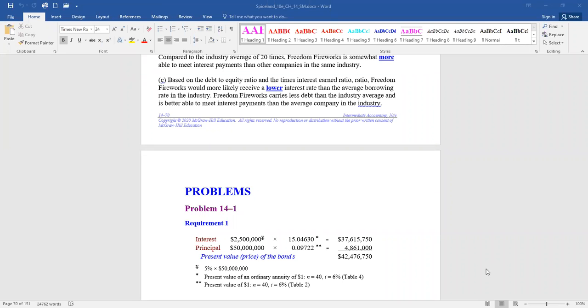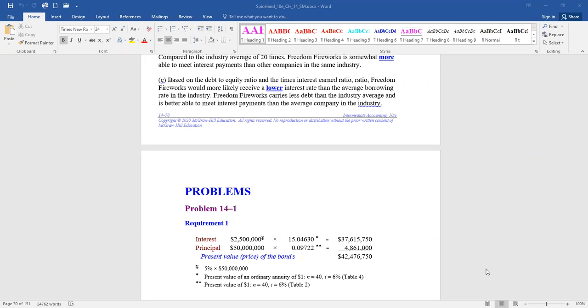Hi everyone, we are now going to review our practice problems for chapter 14. So I'm on page 820 of our book, and the first problem we're going to look at is problem 14.1, parts 1 and 2. So we have on January 1, 2021, Instaform Inc.